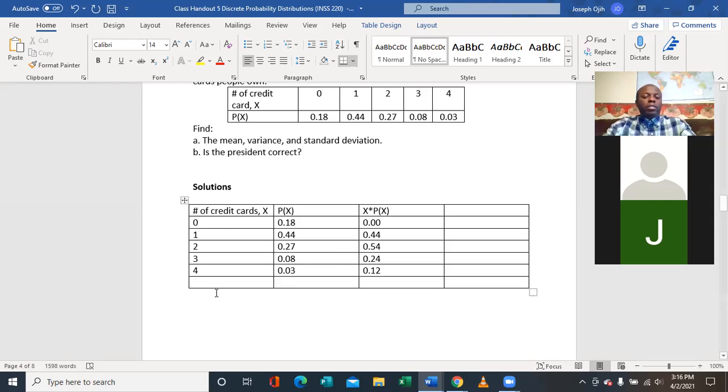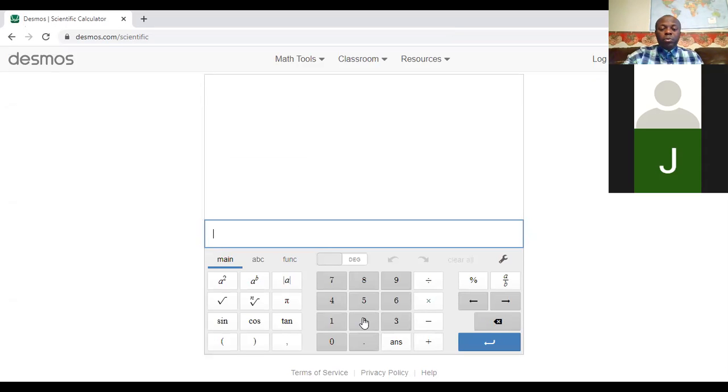Yeah. So now we add all of this total, x times P(x). We can do this with Desmos. I think I have a paper right here. Yes, I got it. So I have 0.00 plus 0.44 plus 0.54 plus 0.24 plus 0.12. We can add this with Desmos. That 0.00, of course, we know is zero. Zero is zero anyway, everywhere.